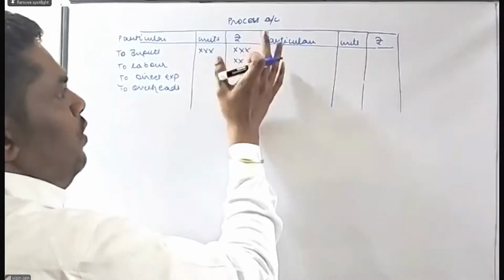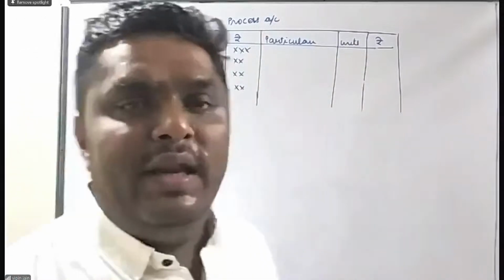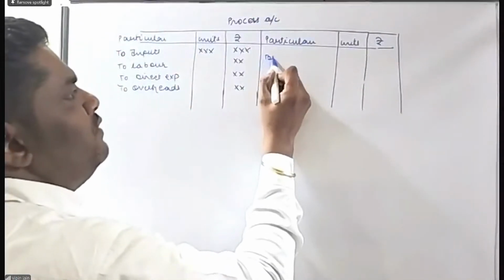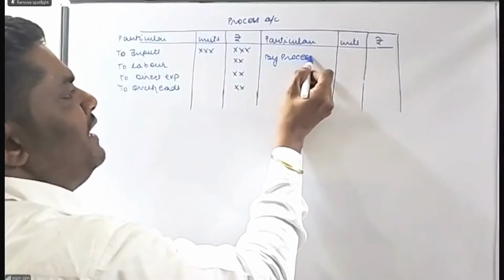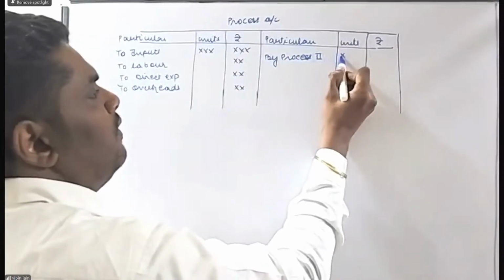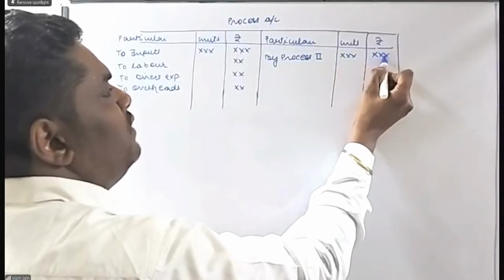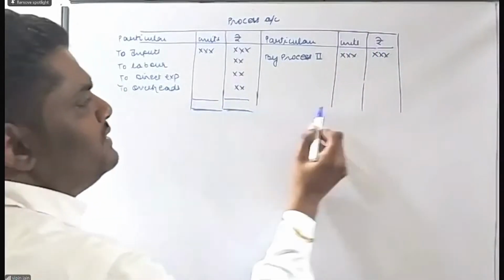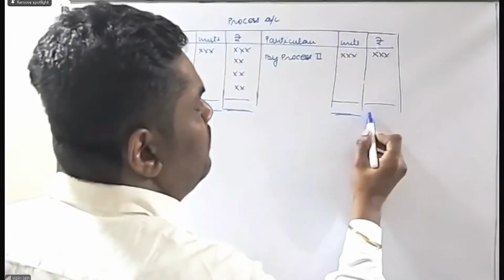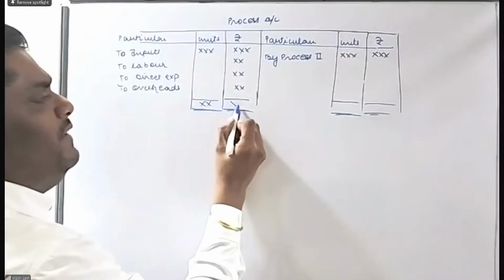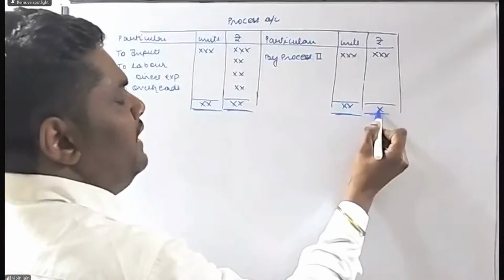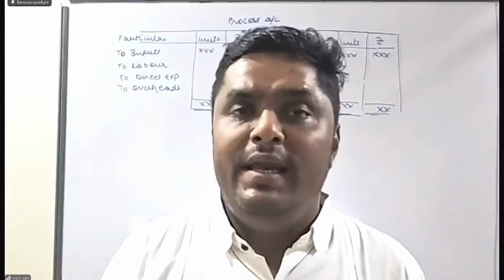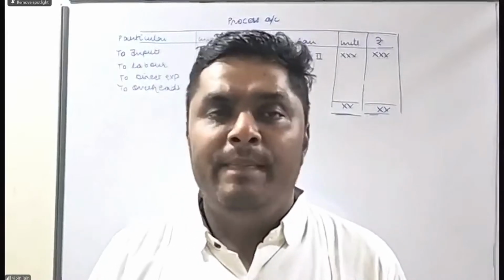Further, once the conversion cost is recorded, we will get the final output that is to be transferred to the next process, let's say process second: the units transferred and the total cost. So this is the very basic format of process account. Herein, I have not considered normal loss and abnormal gain. I'll be discussing this part separately.